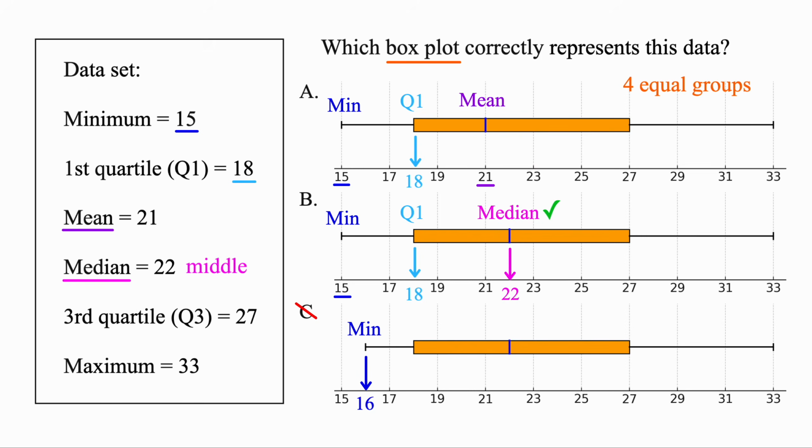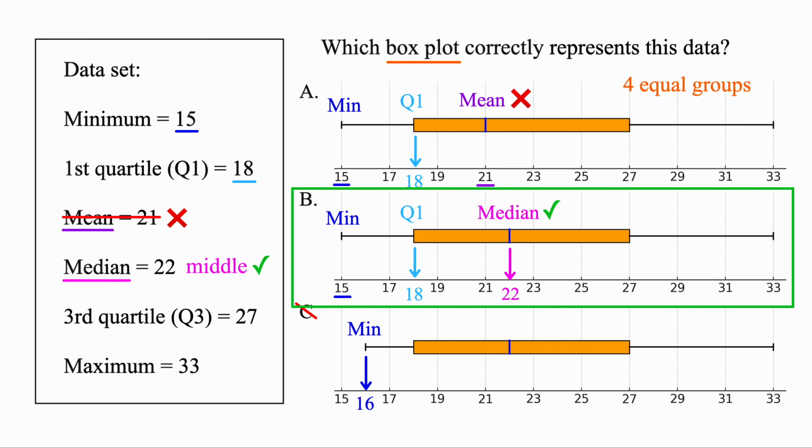Because the median, it always finds the middle of the data set. So half of the values are below 22, half the values are above 22. But the mean, it does not split it in half, so that's not going to form equal groups here. So that's the key. Don't plot the mean, do plot the median, and then you can find the correct box plot for any data set here.